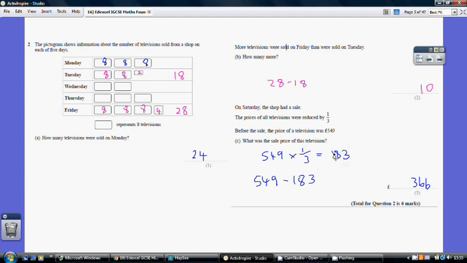Now that's the reduction, that's how much is being taken off the price of the TV. So what is the sell price of the TV? So you take your 549, the starting price, take away the reduction, 183, and that gives you the sell price for the TV of £366.